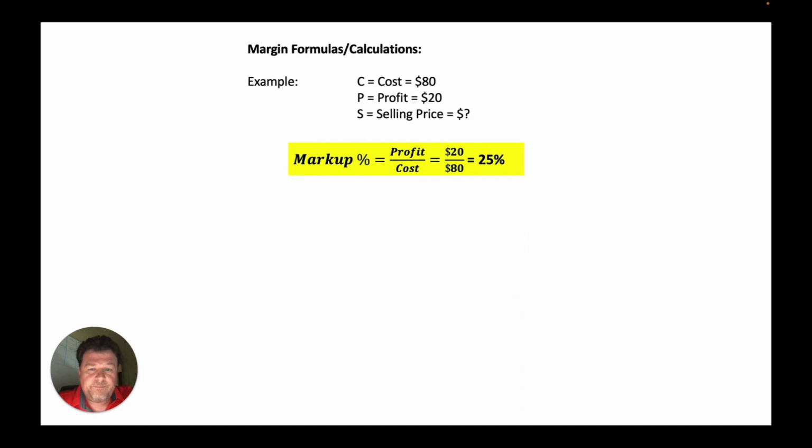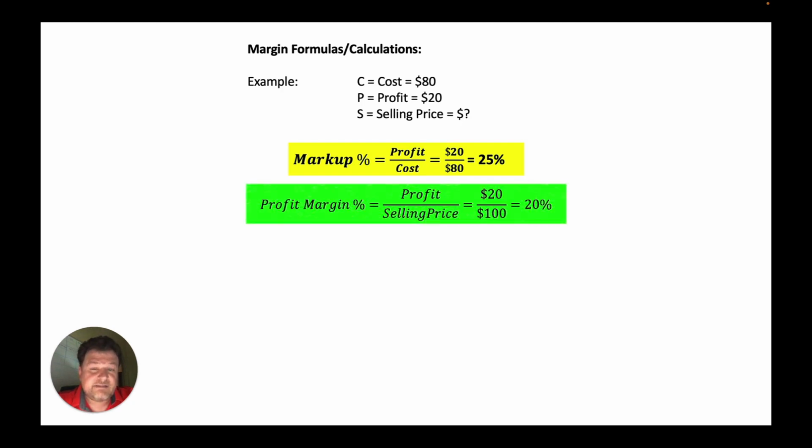Okay? Now let's look at what is a markup percentage. Markup percentage is your profit divided by cost. So in our example, 20 divided by 80 is a quarter or 25%. So markup percent is profit divided by cost. Profit margin, though, is not the same, and the difference is it's profit divided by the selling price.